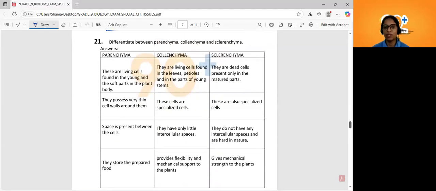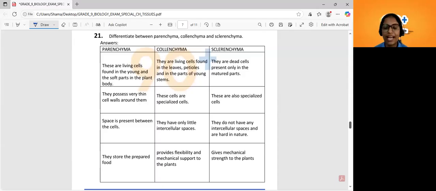21st question is differentiate between parenchyma, collenchyma and sclerenchyma. So parenchyma, they are living cells found in young and soft parts in the plant body, and they possess a very thin cell wall around them. Okay, the cell wall seen around them is very thin, and there are intercellular spaces between the cells, and they store the prepared food.